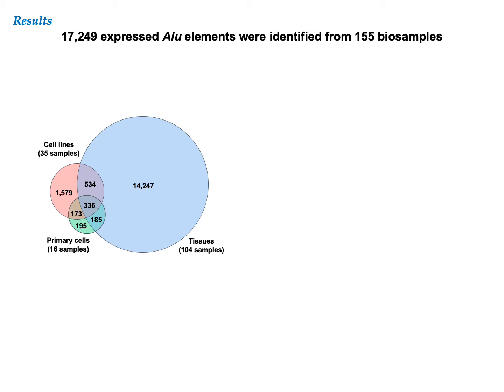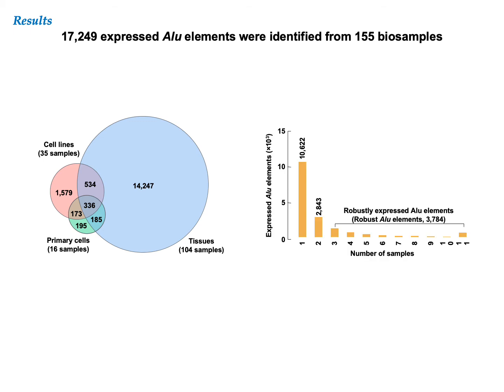When we applied our pipeline to the RAMPAGE data from 155 samples, we identified in total 17,000 elements expressed in at least 1 sample. Thus, only 3.5% of intergenic Alu elements show evidence of being transcribed. This Venn diagram illustrates the breakdown of the 17,000 expressed Alu elements across tissues, cell lines, and primary cells. Most of the expressed Alu elements were expressed in only 1 sample.